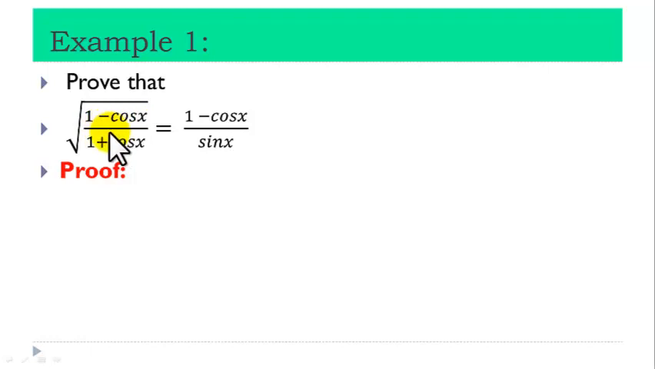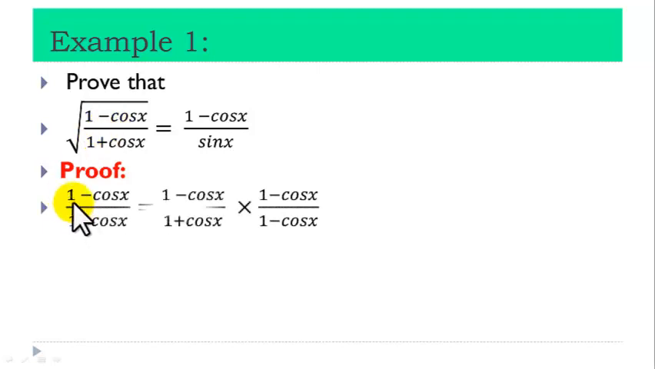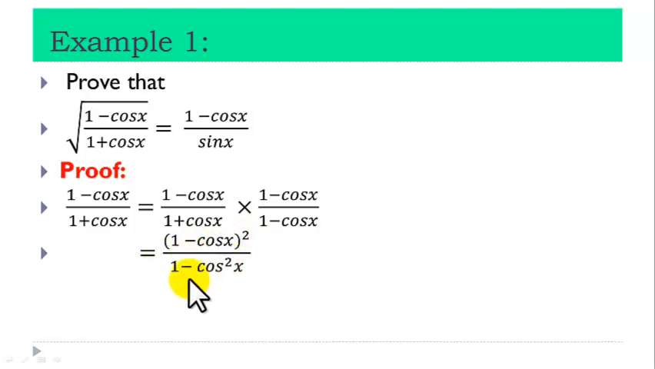Here, let us start from the left hand side and show that it is equal to the right hand side. The expression inside the square root sign can be expressed as 1 minus cos x all over 1 plus cos x equal to 1 minus cos x all over 1 plus cos x times 1 minus cos x all over 1 minus cos x. That is, we multiply and divide by 1 minus cos x. Multiplying the numerator, that will give us 1 minus cos x all squared. And multiplying the denominator, that will give us 1 minus cos squared x. So this will give us 1 minus cos x all squared all over 1 minus cos squared x.